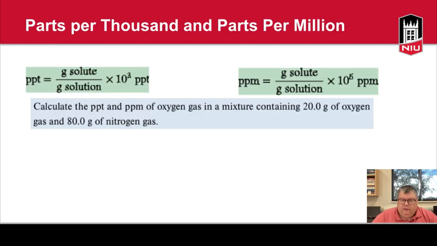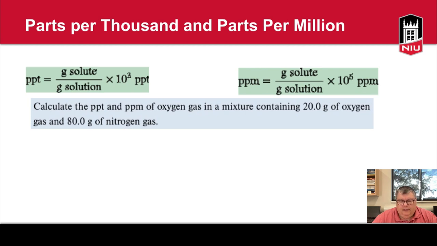Finally, we have parts per thousand and parts per million. Now, parts per thousand and parts per million are often used to express concentrations that are very, very small. They don't have to be, but that's usually how they're done. Basically, it's the same sort of concept as doing a percentage by mass, except instead of multiplying by 100 for a percent, you multiply by 1,000 for parts per thousand and by 1,000,000 for parts per million.